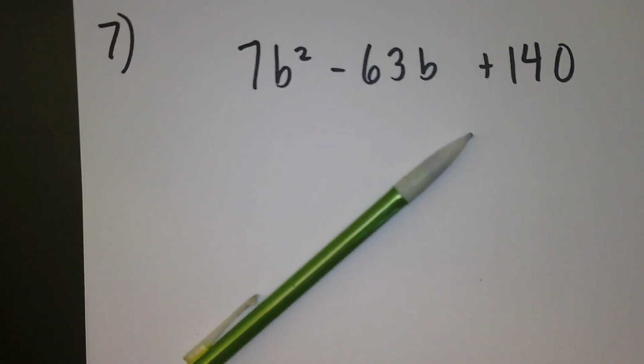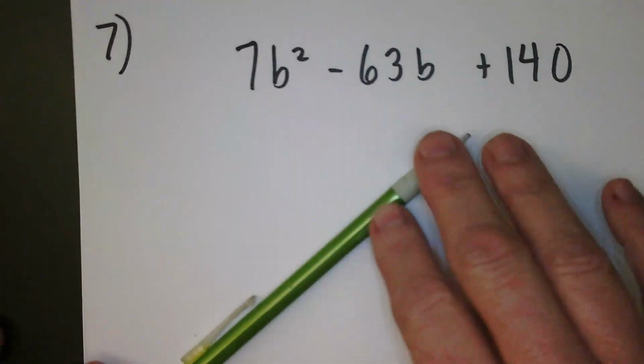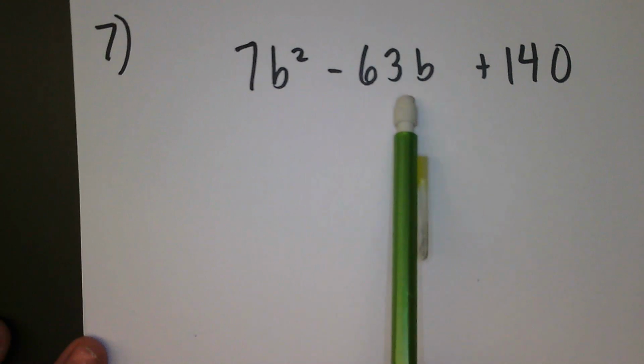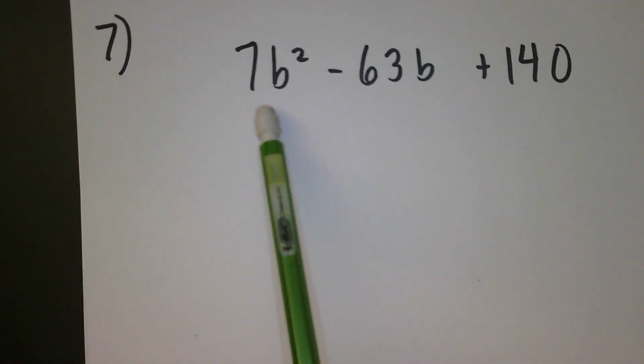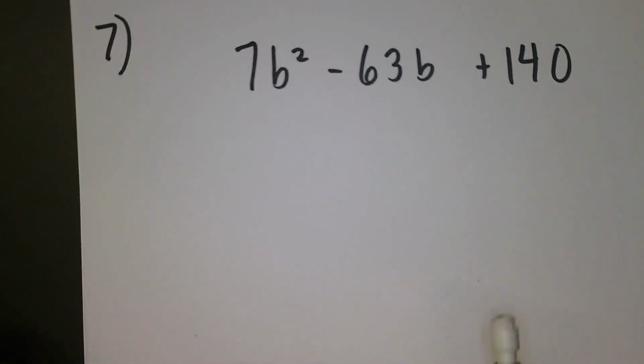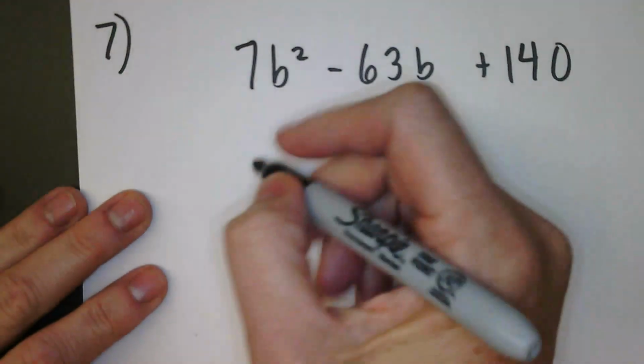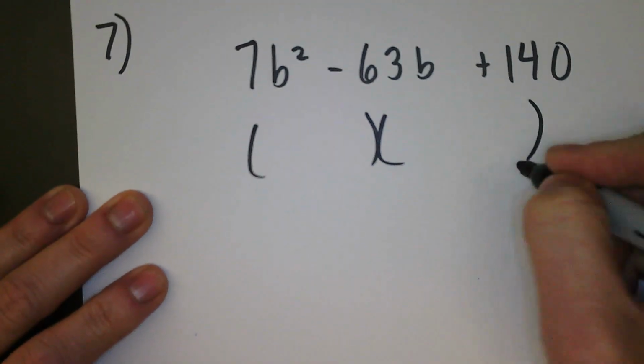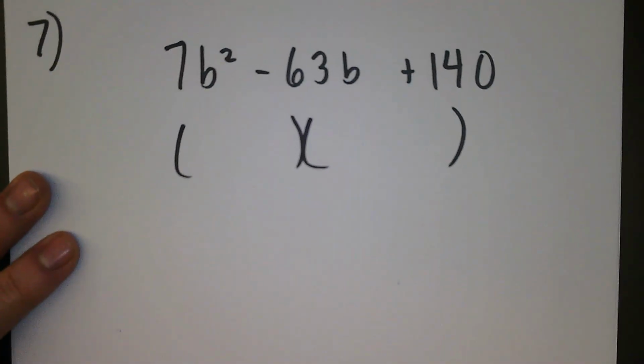Okay, so we're looking at this quadratic, and I know it's a quadratic because I've got a b squared, a b determinant, and a constant. It's a polynomial of degree 2. I want to factor it, so I want to create multiplication. What I'm looking to do is create this in binomials, this binomial times that binomial.